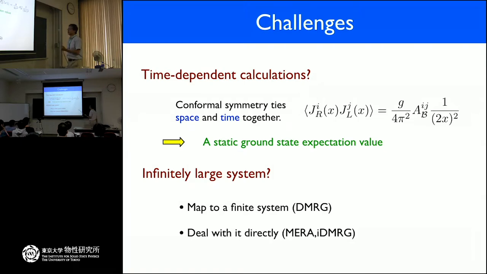So there are two strategies. One strategy is you can map into a finite system. Then it's a 1D system, then you can do DMRG. Or another way is that let's just do an infinite size system directly. And this is what we tried. We tried MERA. And the most recent one, we tried a so-called iDMRG, infinite DMRG.